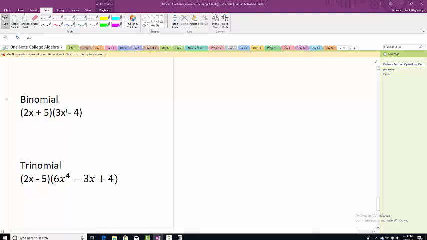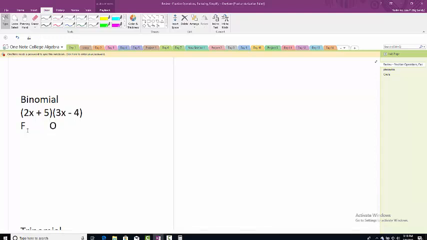A binomial means it's two terms. So in the first parentheses we have two terms. In the second parentheses we have two terms. Now some people use what they call FOIL, but you can only use FOIL when multiplying a binomial times a binomial.